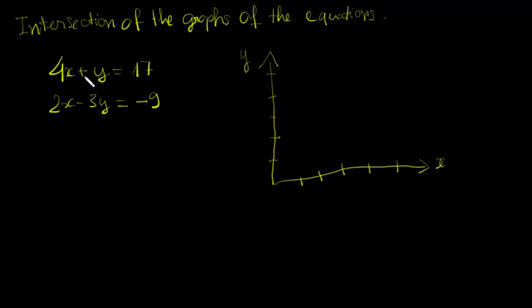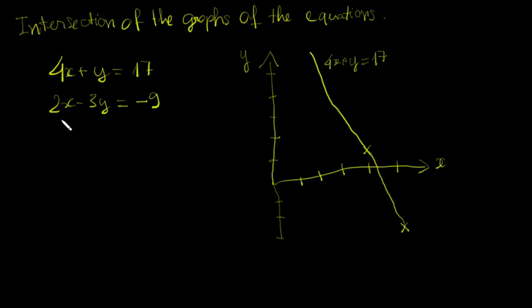For the first one, as you can see, when x equal to 4, y equal to 1, so it would be this point. When x equal to 5, y equal to minus 3, which is this one down here. So I connect the 2 points to get the line of the equation 4x plus y equal to 17.